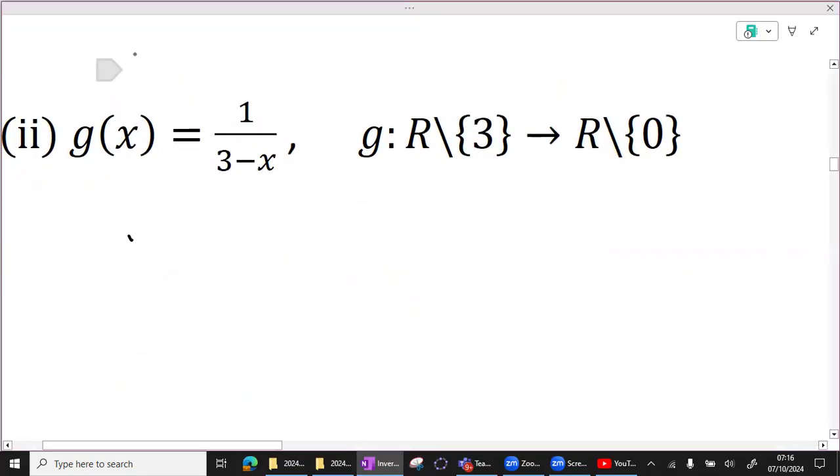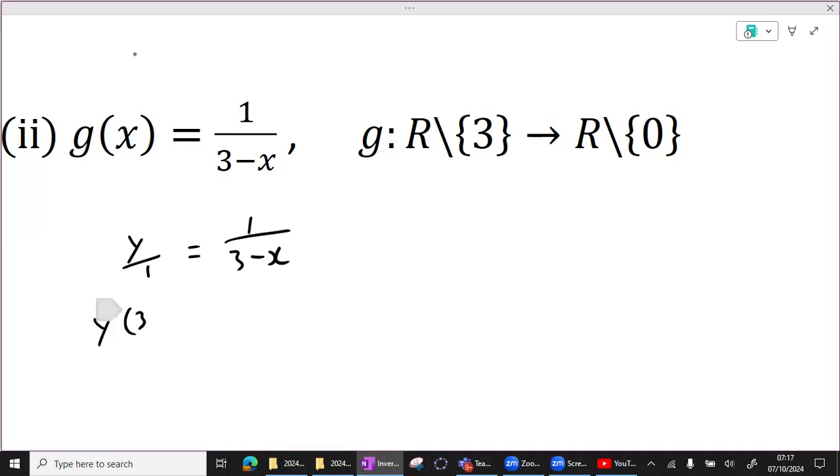So we start off, and I'm just going to replace g of x with y, just to make it something we're more used to seeing. Now, my second step is I want to get x on its own, as if I was solving, basically. So I'm going to pop this guy over 1. I'm going to cross multiply. So I end up with y, sorry, y bracket 3 minus x, 1 times 1. So I end up with 3y minus xy equals 1.